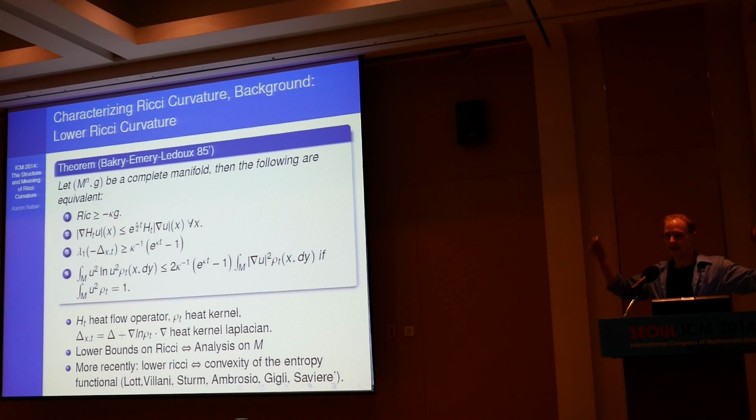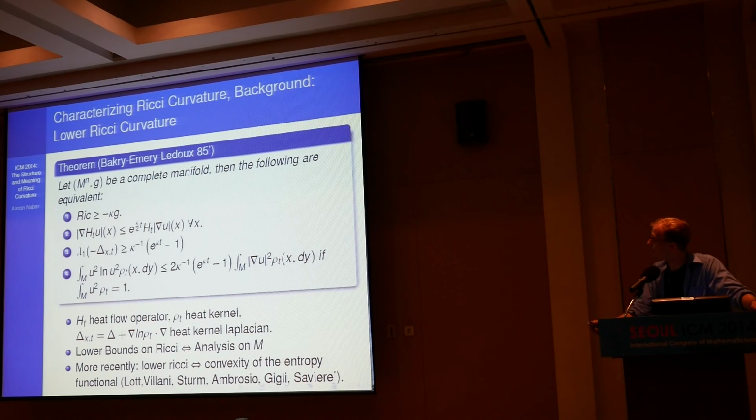The Shane-Yale Red Book's a good source for this. But sometime in the mid-80s, there's this result by Bakry and Émery, and also Émery and Ledoux, that basically took this one step further and said that if you say this carefully and precisely, then not only does a lower bound on Ricci curvature give estimates for things like heat flow on the manifold, H sub t, the heat flow here, but in fact it's equivalent to these bounds.